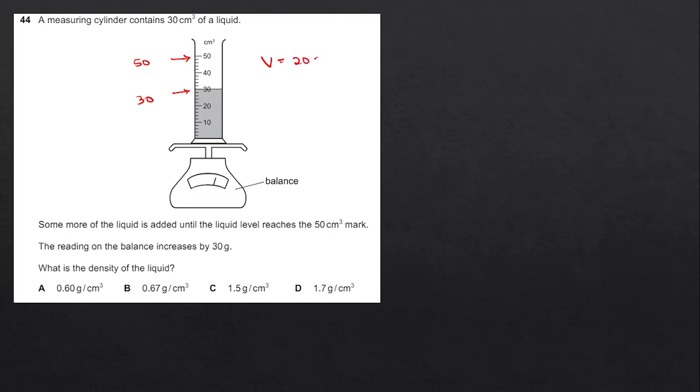So the volume of liquid which we have added is 20 cm cube, and we have to find the mass of this 20 cm cube of liquid. We know the reading on the balance increases by 30 gram, which means the mass of 20 cm cube of liquid is 30 grams. Now we can use the formula for density. Density equals mass over volume. So it is 30 over 20, 3 by 2, or we can also write it as 1.5 gram per cm cube. So the correct answer is option C.